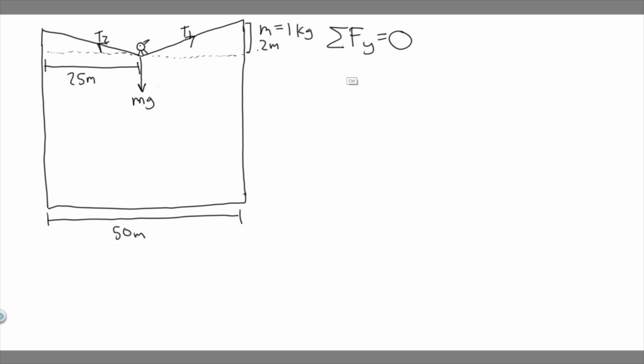So you say 0 equals, and then you calculate the forces in the y direction. When I say y direction, I mean along this line right here. We have mg, and mg is going straight down. When things go down, we label it negative, so minus mg. And then we also have a y component of these tension forces.